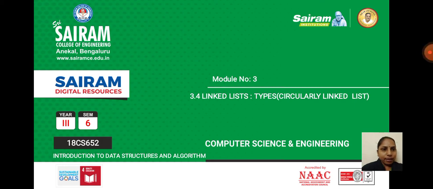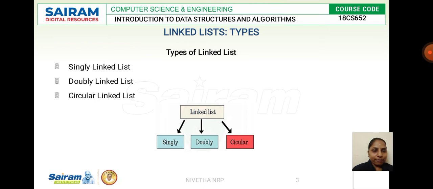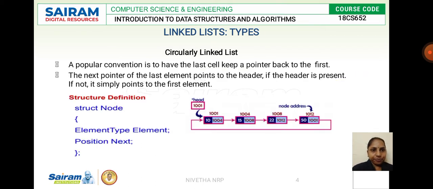Today we are discussing the third module, and in the third module we are discussing the fourth session, which is about linked list types. In the previous session we discussed the types of linked list: singly linked list, doubly linked list and circularly linked list. We covered singly and doubly linked lists in the previous session, and in today's session we will see circularly linked list.